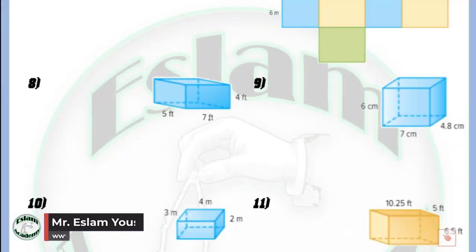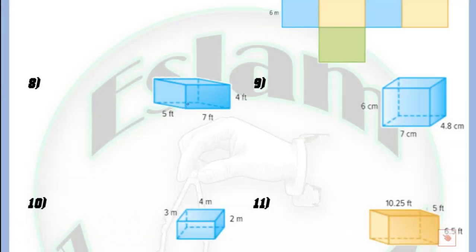In question number 8, we need to find the surface area. Number 1, we need to identify the base. The base is a rectangle, so we need to find the perimeter of the rectangle. The perimeter of the rectangle is equal to length plus width multiplied by 2. So 7 plus 5 times 2. The answer will be equal to 24. And because we are talking about the perimeter, it will be a length unit, which is feet.